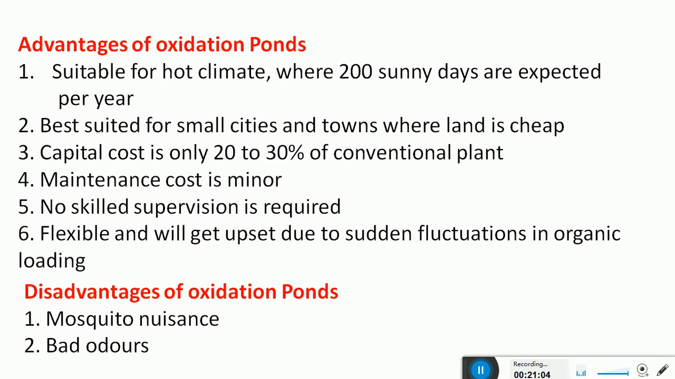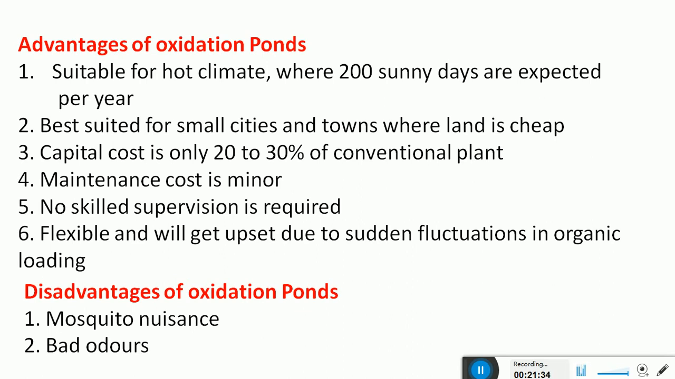What are the advantages of these oxidation ponds? These are suitable for hot climates, where 200 sunny days are expected per year. As I told you, this process will work for most of the tropical countries like ours. Because if you have colder temperatures where you don't find many sunny days, under such circumstances these ponds may not work effectively and will cause problems like odor and mosquito menace.